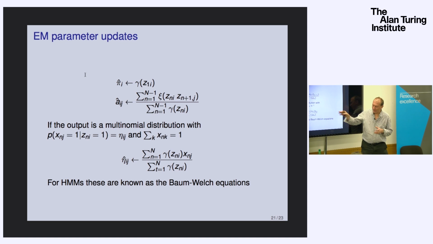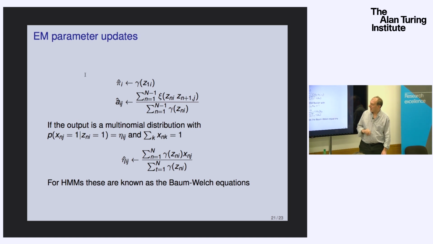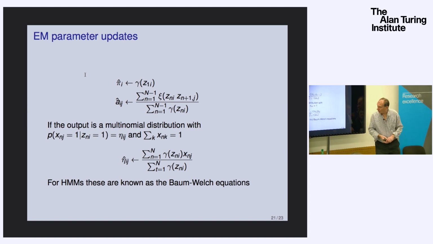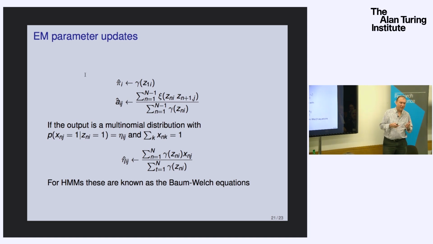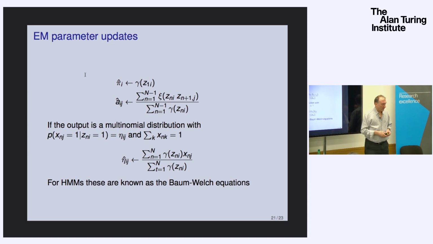For example, here I'm saying that if the output distribution is a discrete distribution, so the x's are discrete, then we count the number of times that we output a given symbol when we're in state j in the latent space, and then we just normalize that out. These equations, EM applied to the hidden Markov model, are known as the Baum-Welch equations. So the problem we're solving here is the parameter estimation problem. We've got this structure, we know how to do inference in it, and making use of those inferences, we can do learning in this model.